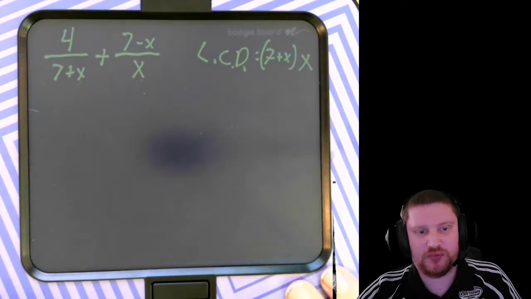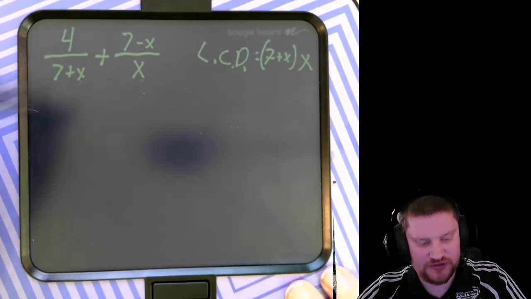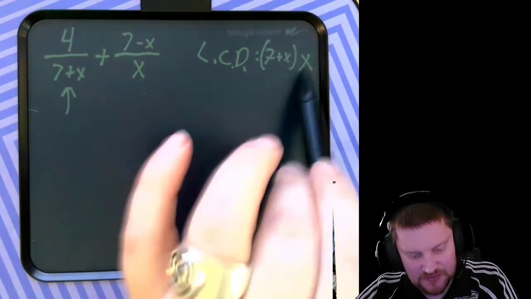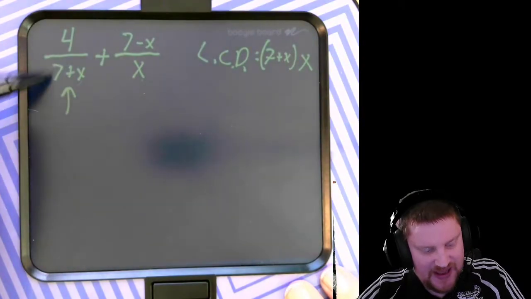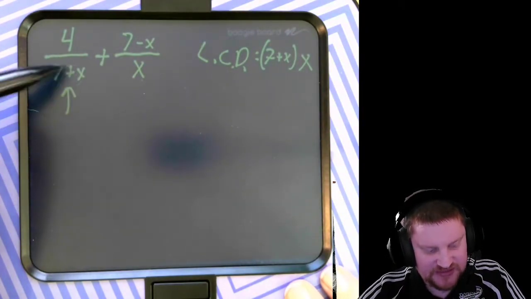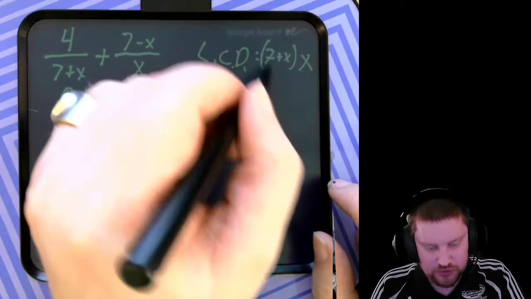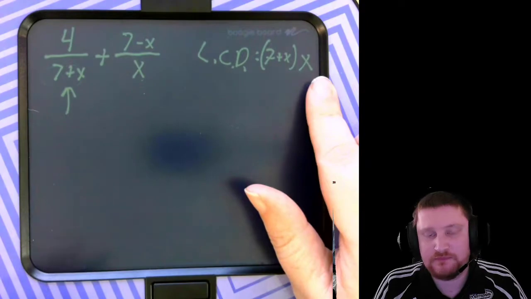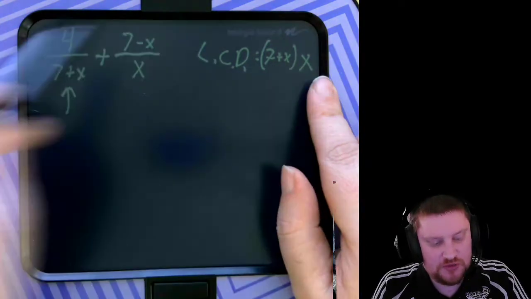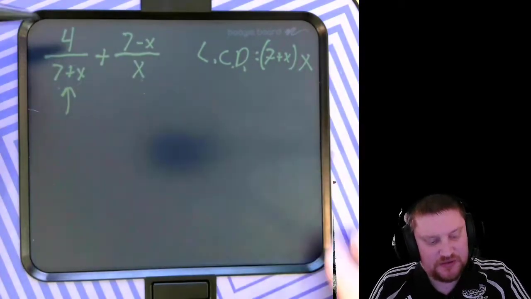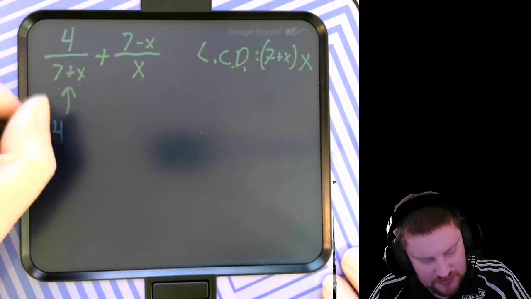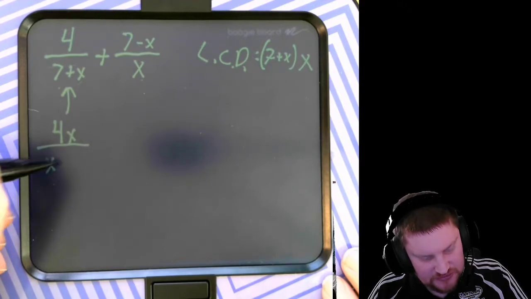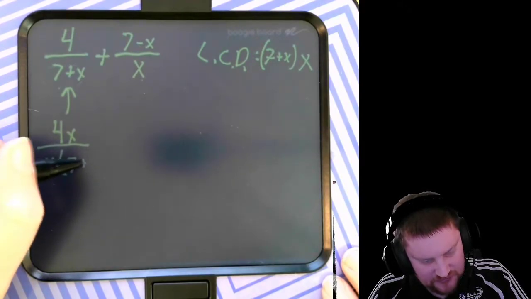Step 2. Multiply all fractions by the missing portions. Well, here is my first fraction. Here's my least common denominator. This already has 7 plus x, so I don't need to multiply it by 7 plus x. But does it have an x? No. So I do need to multiply this by x. 4 times x is 4x, and 7 plus x times x is just x times 7 plus x.